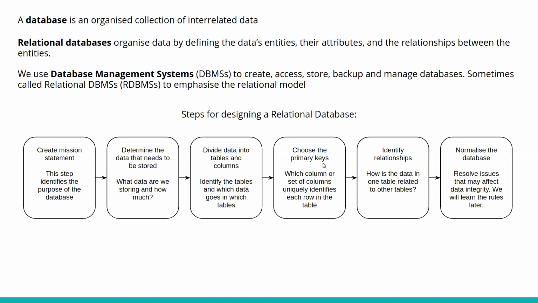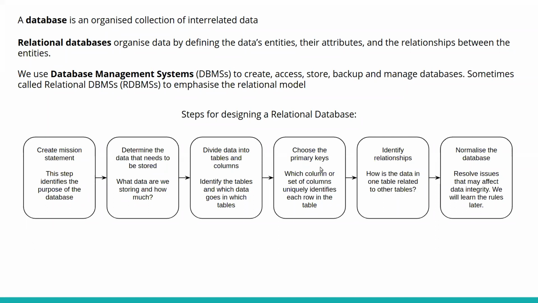Choose the primary keys. So the primary key is the aspect of the data that you'll use to uniquely identify each option. So for example, if we're creating a database of all South Africans, we might say that the primary key is each South African's ID number. The ID number is the primary key because we uniquely identify each South African by their ID number, right? Makes sense. That's the primary key.